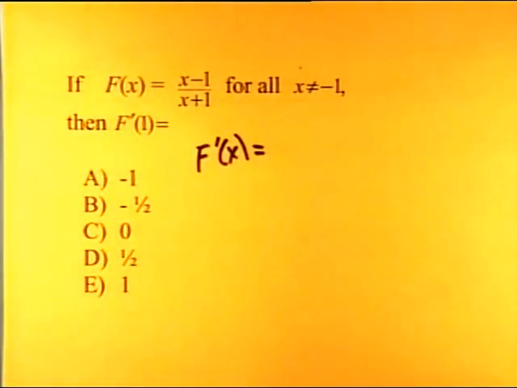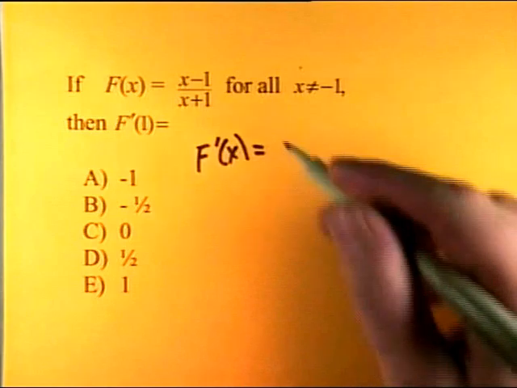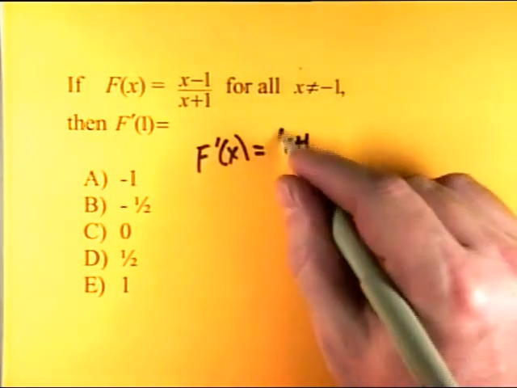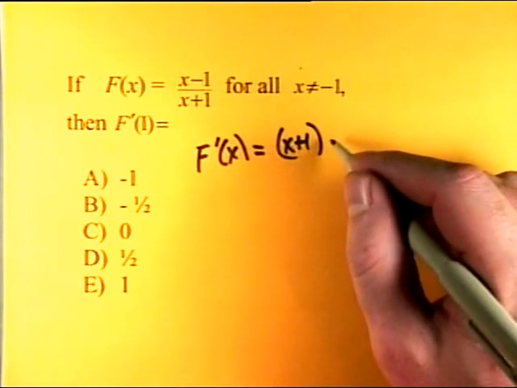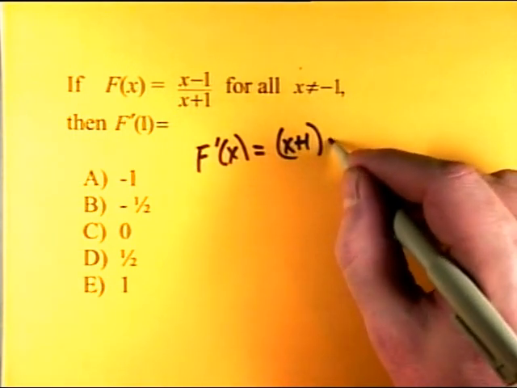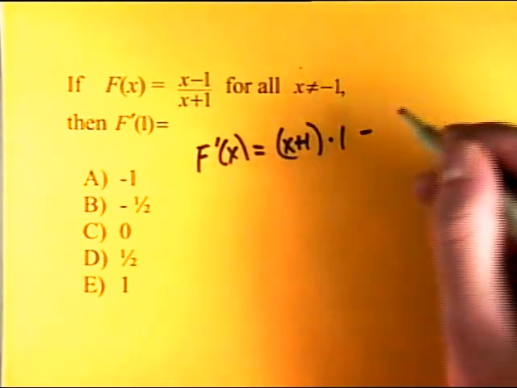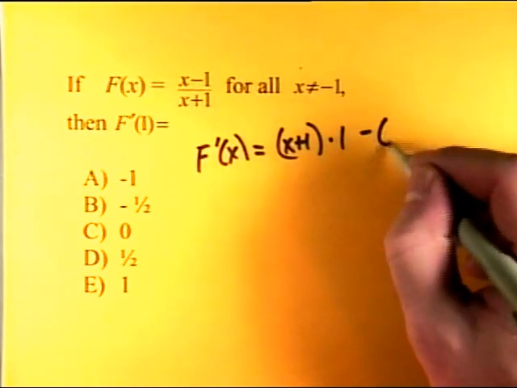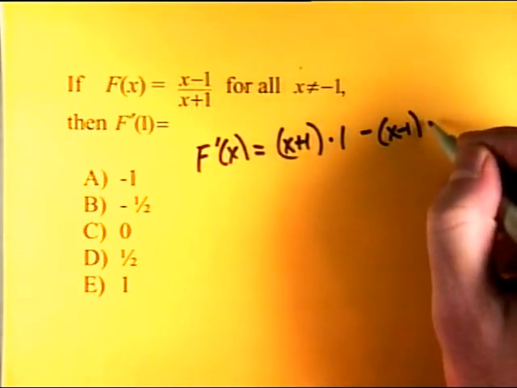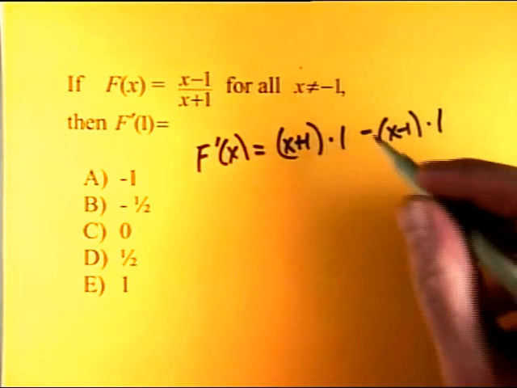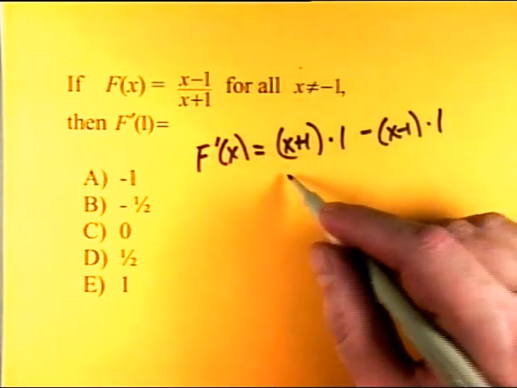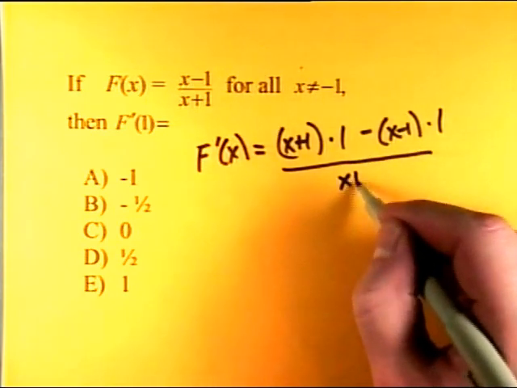Okay, take your time. It's the denominator times the derivative of the numerator. What's the derivative of the numerator? 1. Okay. So times 1, minus the numerator, which is x minus 1, times the derivative of the denominator, which is 1, over the denominator squared. Okay, good, Evelyn.